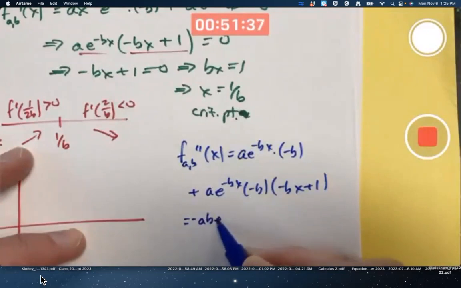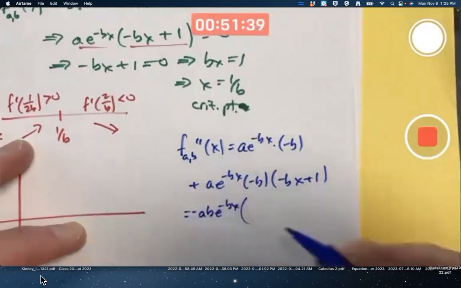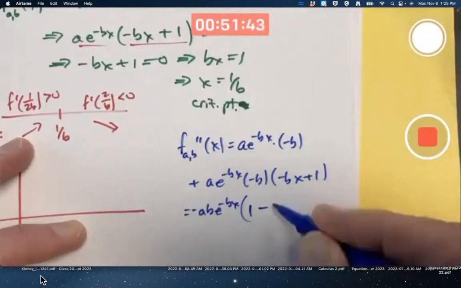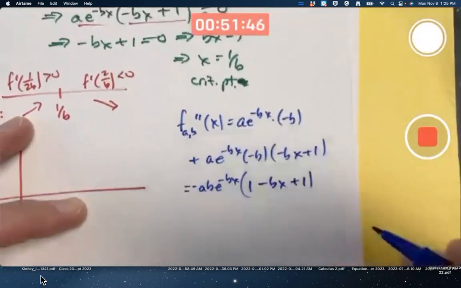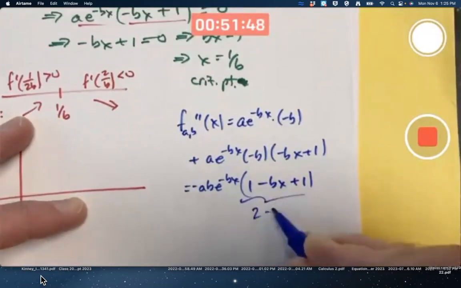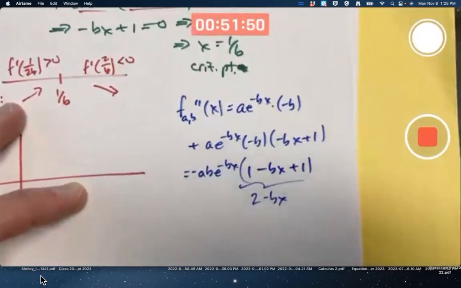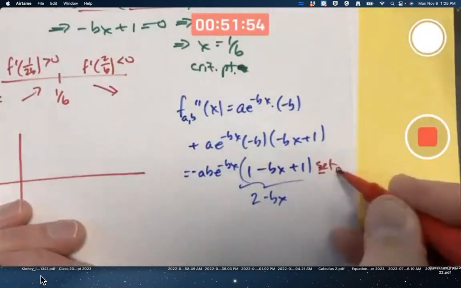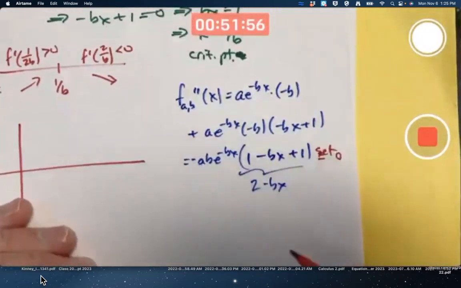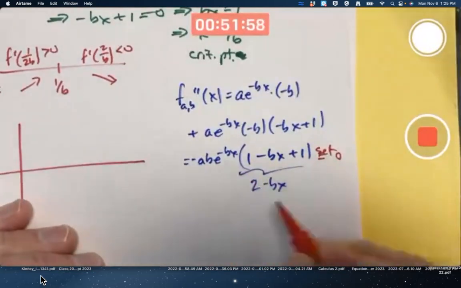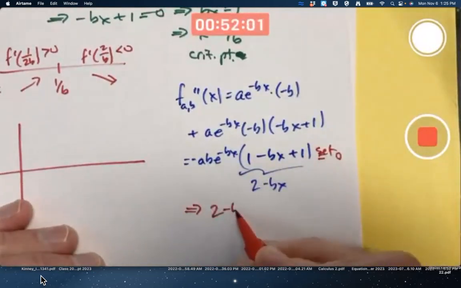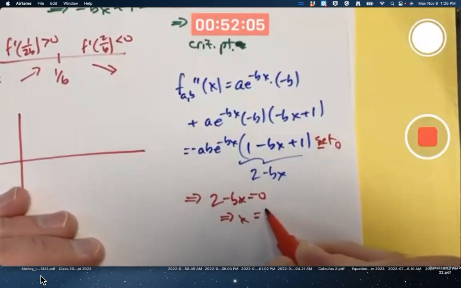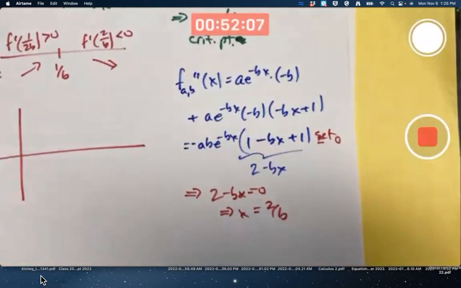Negative ab e to the negative bx can be factored out of both of those terms. What's left over is a 1, and then this thing, minus bx plus 1. This thing simplifies to 2 minus bx. Set this equal to 0 to solve for possible inflection points where the second derivative changes sign. This part is never 0, so this means 2 minus bx is 0. So x is ultimately 2 over b, your possible inflection point.